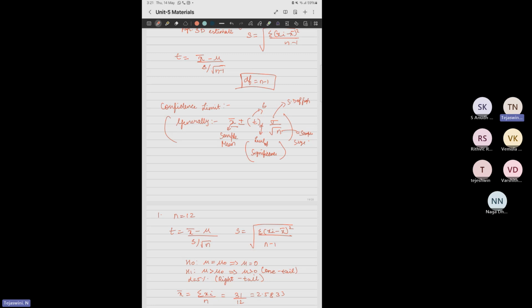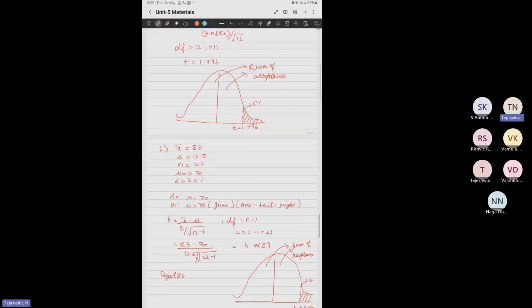Okay. So another small change in this is that here instead of n, we'll have n minus 1. That is the degree of freedom here. So the confidence limit will be x bar plus or minus t at the given level of significance times s by root of n minus 1. So we'll move on to sums.